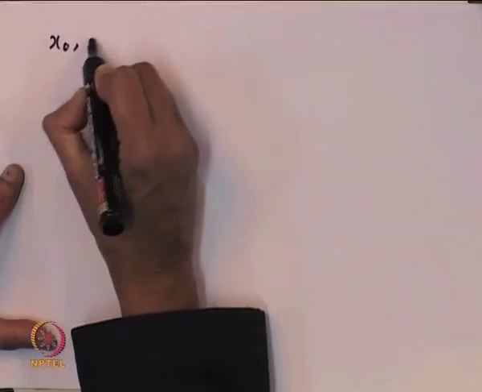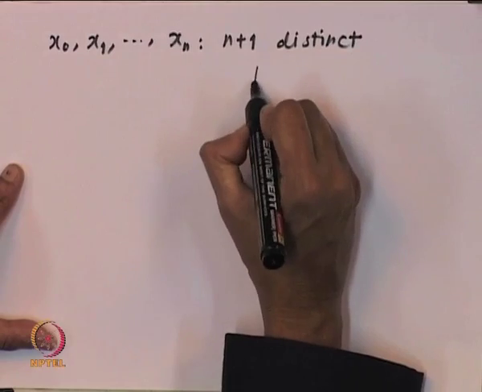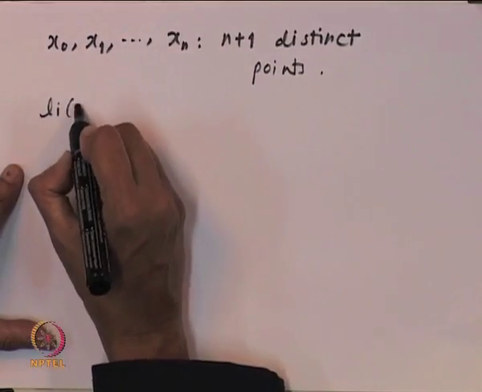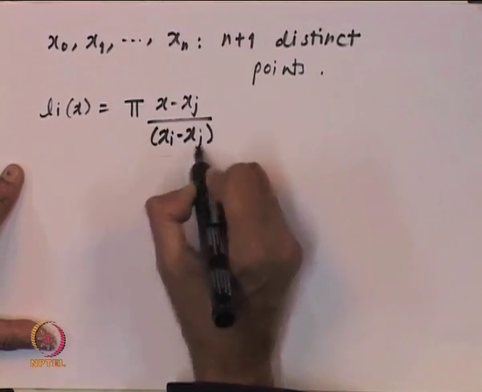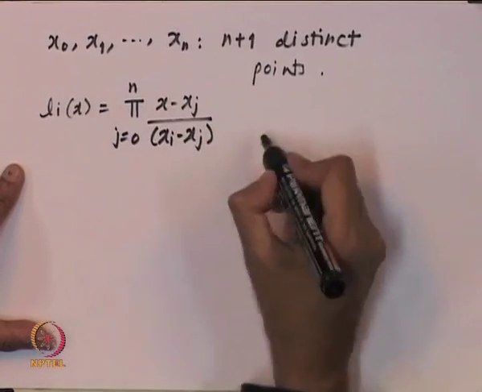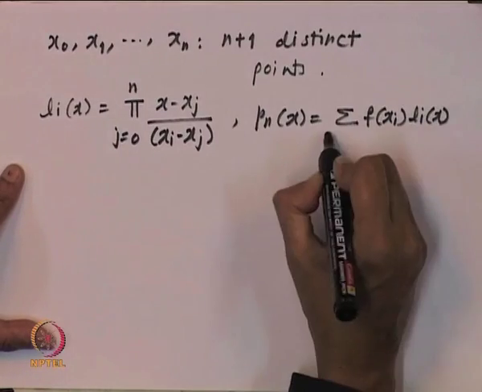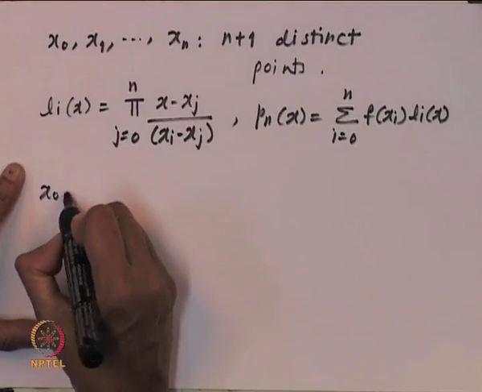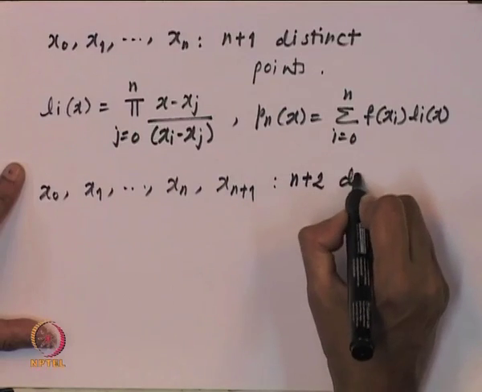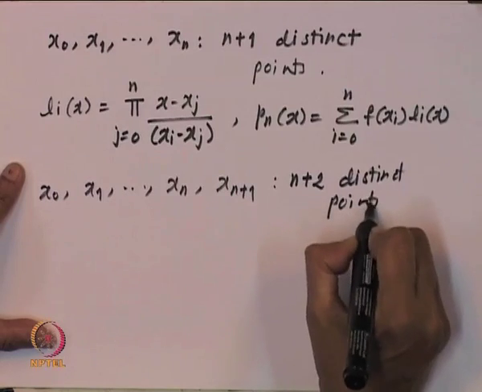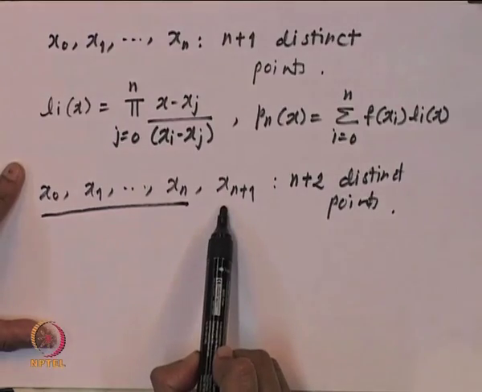So, let me explain. Suppose I have points x 0, x 1, x n, n plus 1 distinct points. I have Lagrange polynomial L I x, product x minus x j divided by x I minus x j, j going from 0 to n. And our p n x is summation f x I L I x, I going from 0 to n. Now, I look at n plus 2 distinct points. In this new set of distinct points, these were already there, and I am just adding one extra point.